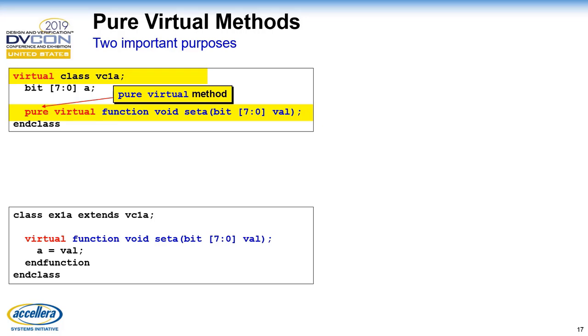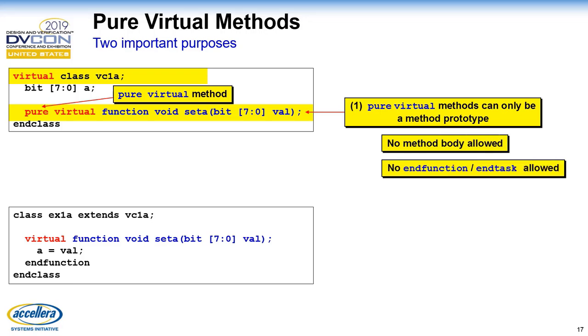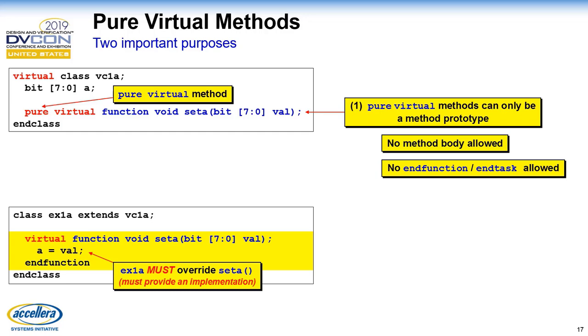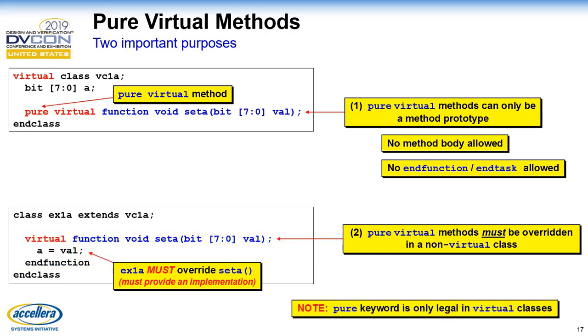With that pure virtual method, it can only be the method prototype. Once you say pure, you can't have a body for that method, not even end function, end task. All it is is a prototype, or the function header. In the extended class, once we extend that virtual class, we are required to provide the implementation. So a pure virtual method basically imposes the requirement that whoever extends that virtual class is required to provide the implementation. And pure is only legal inside of virtual classes.